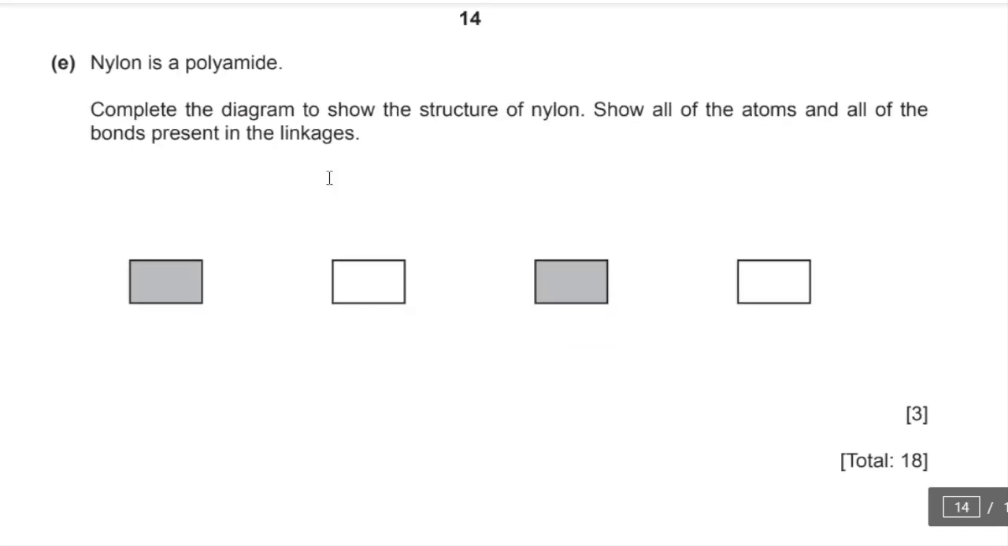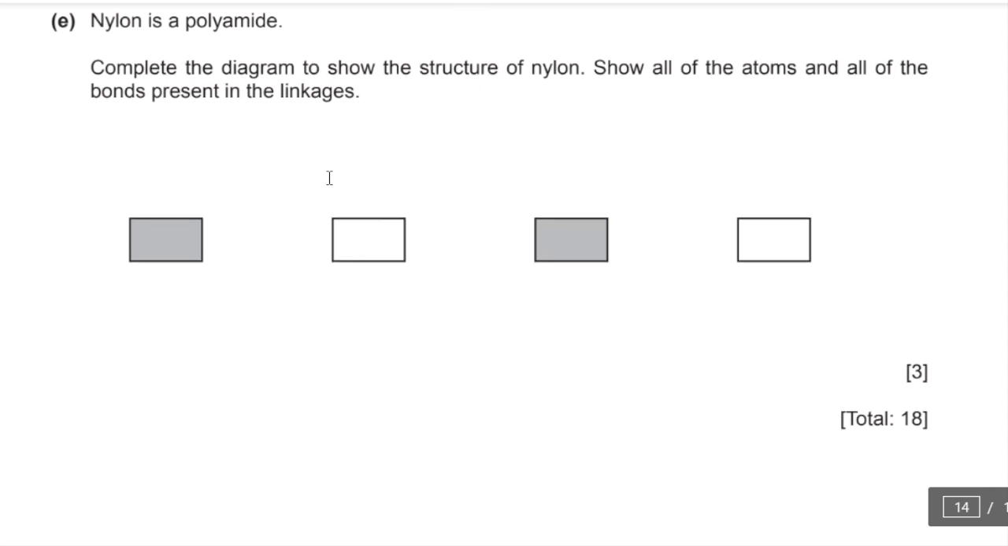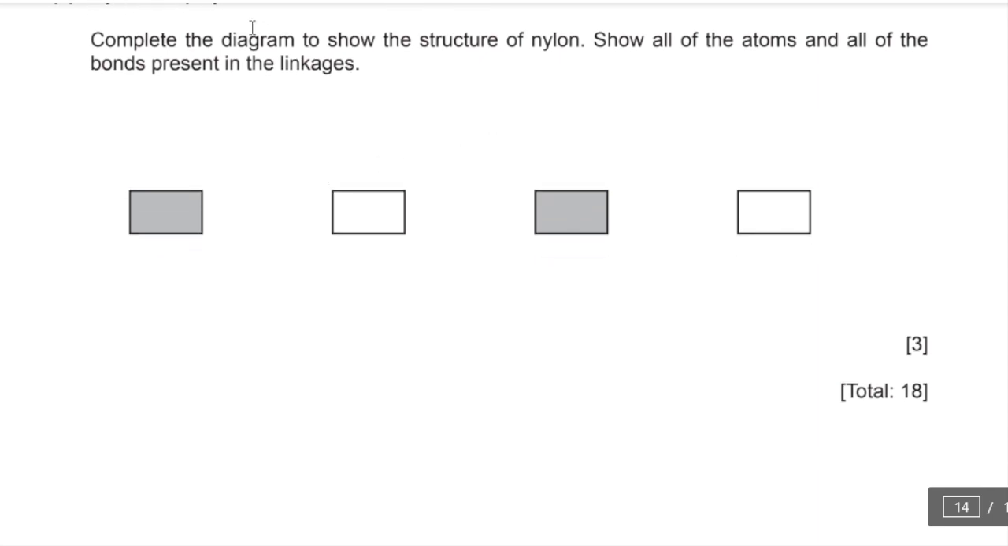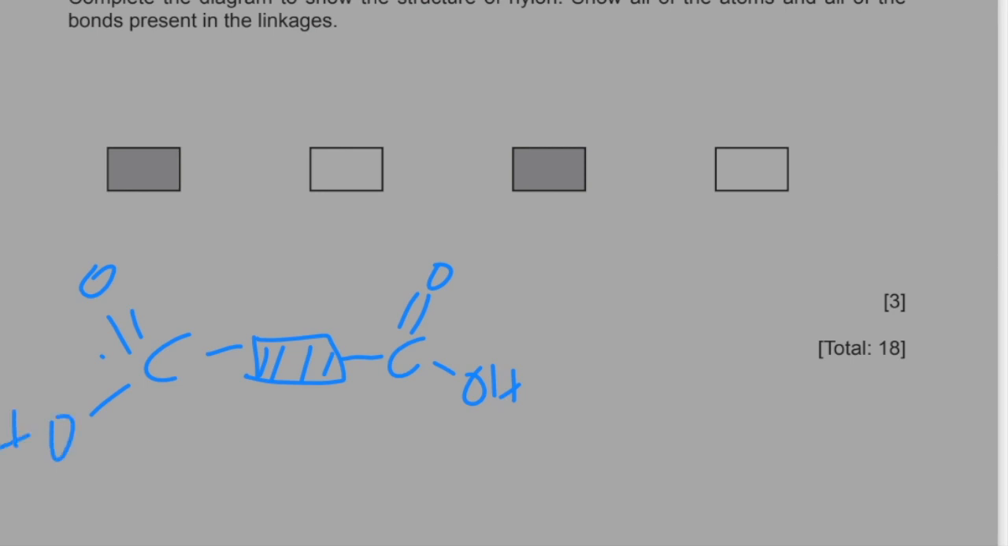Nylon is a polyamide. Complete the diagram to show the structure of nylon. Show all of the atoms and all of the bonds present in the linkages. So you start off with the 2 monomers that are a dicarboxylic acid and diamine. So this one over here is the dicarboxylic acid, and then we have the diamine with an amine group, sorry, 2 amine groups.